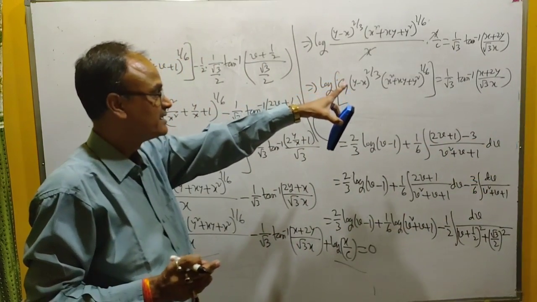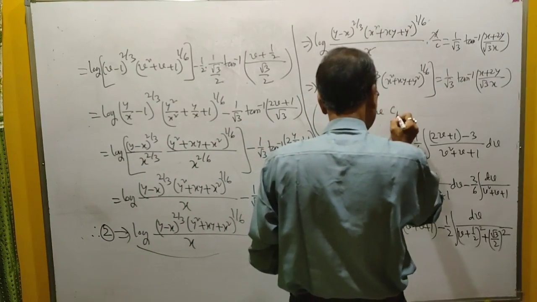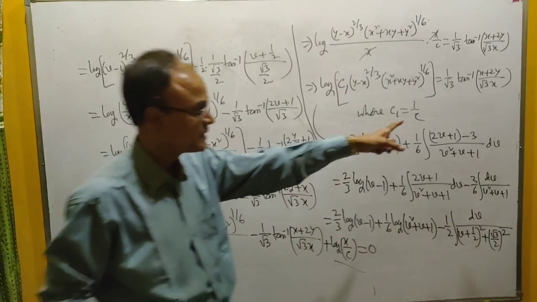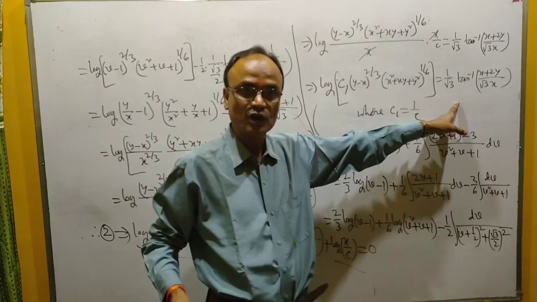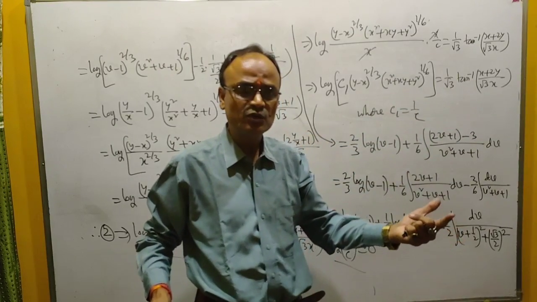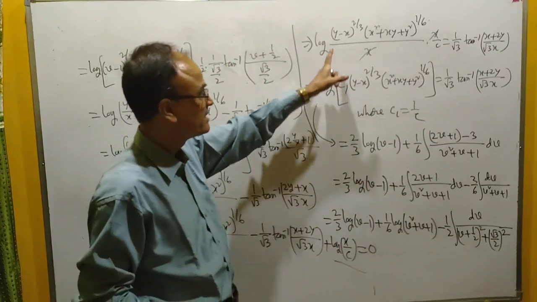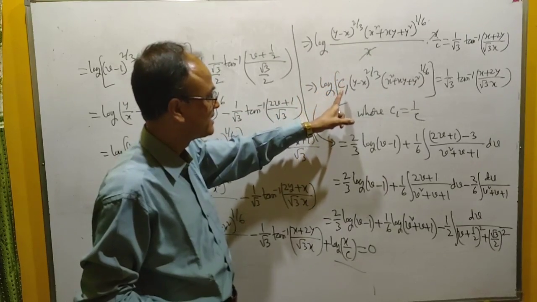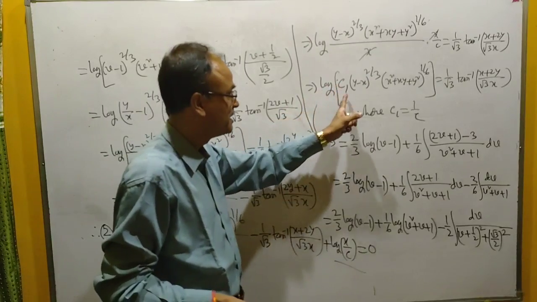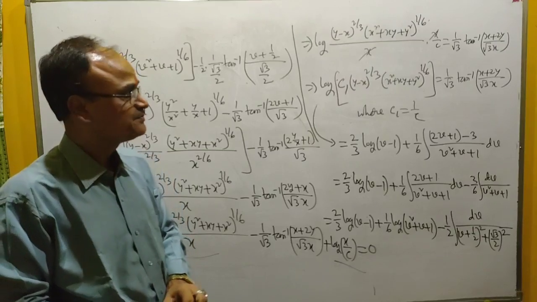Where 1 by c equal to c1, where c1 is equal to 1 by c. Here also, in the right hand side of 2, there was log c. For log c you may write minus log c, then the result would have come to the form log of c into this one. Now this is the required solution of the differential equation.